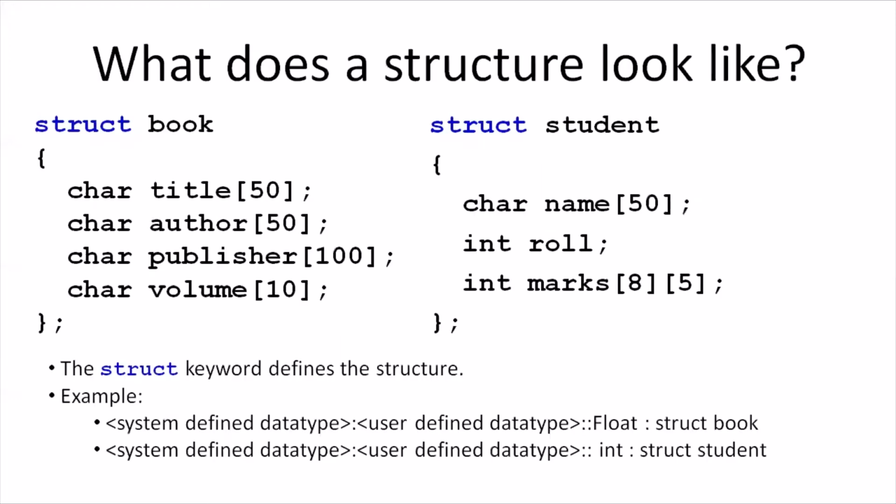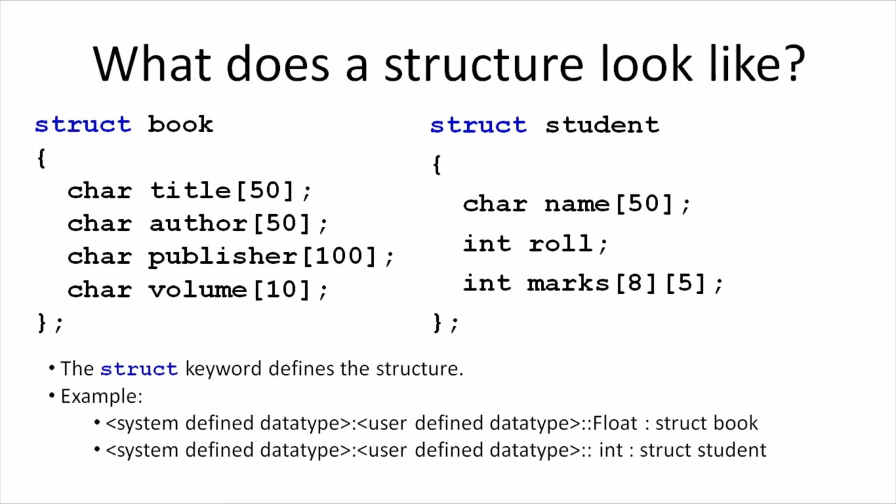We can declare a structure by writing struct book followed by the members of the structure, which in this case are char title[50], a character array for holding the author of size 50, another character array for storing the publisher of size 100, and another character array for holding the volume of size 10. Note that the declaration of a structure ends with a semicolon. Here, in this statement, struct is basically a keyword which defines the structure, and we can map struct book to the system-defined data type like float or int.